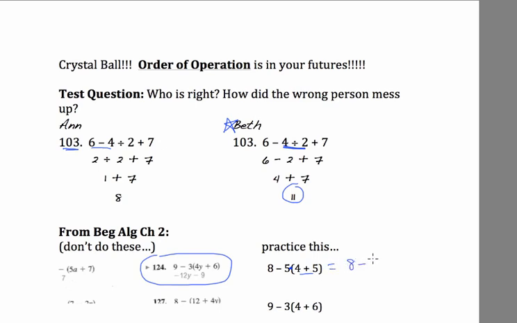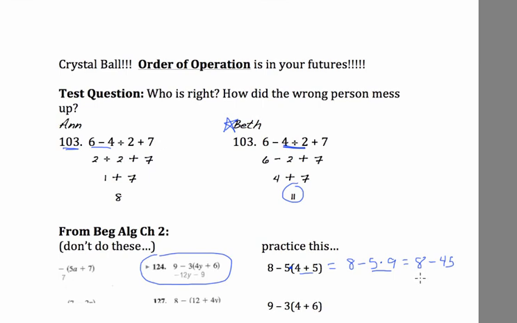8 minus 5 times 9. Next should come the multiplication. Five times 9 is 45. Then 8 minus 45, negative 37.